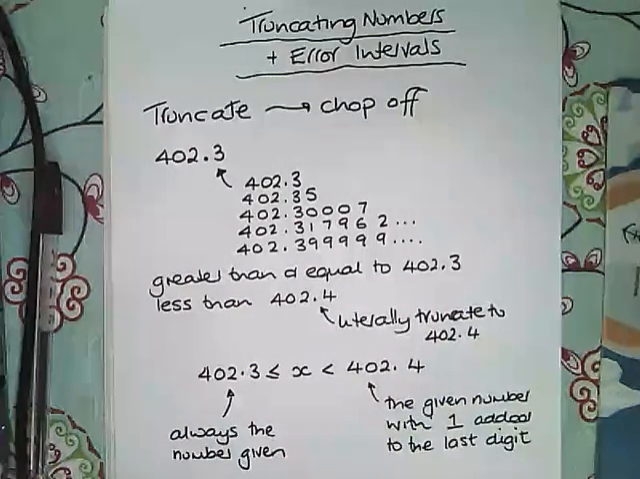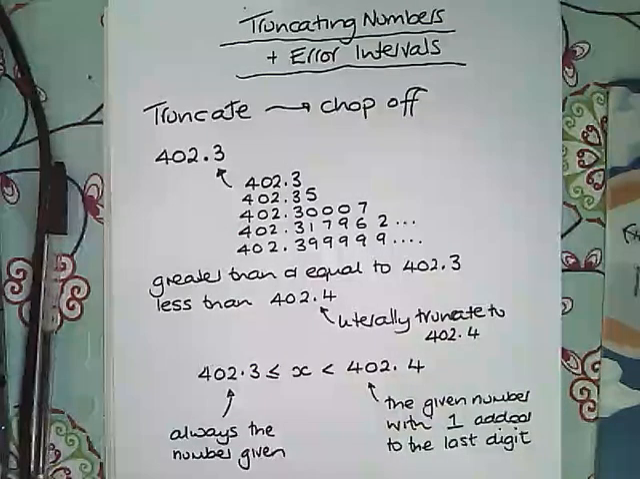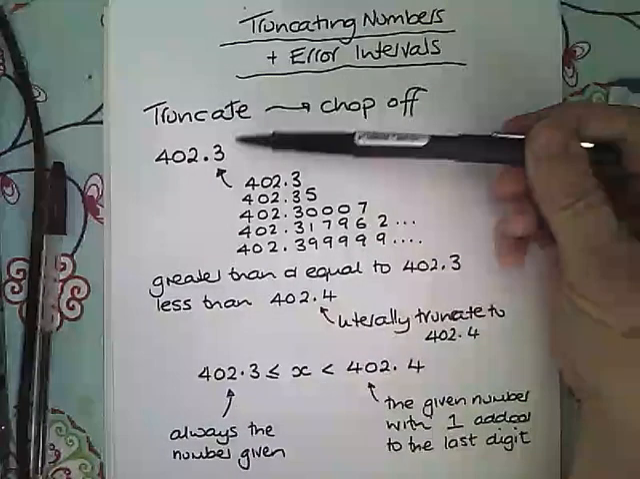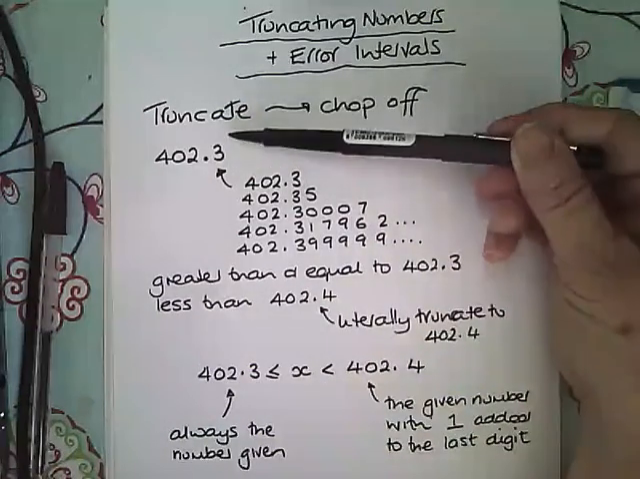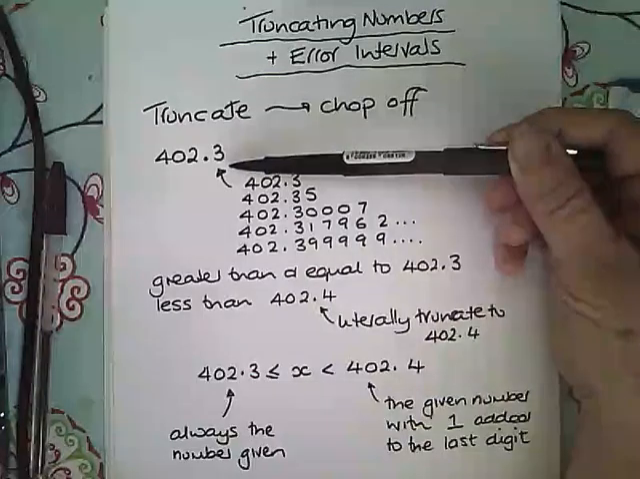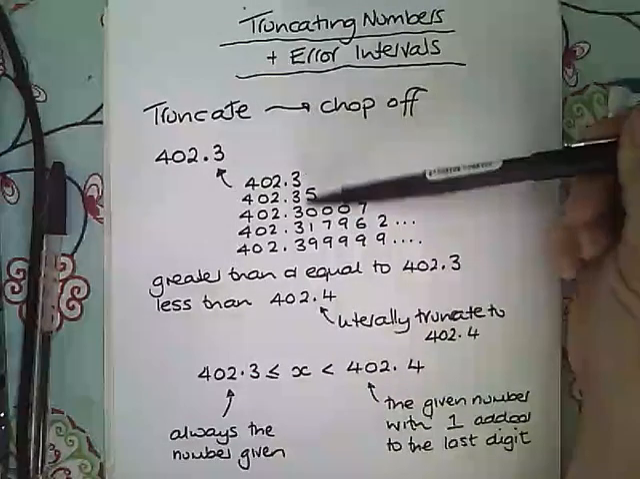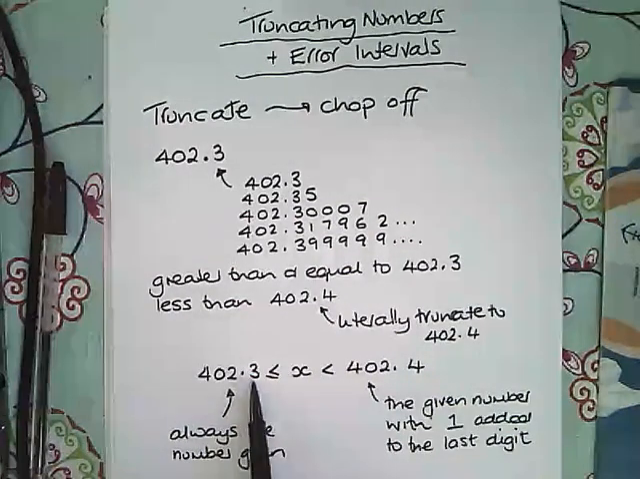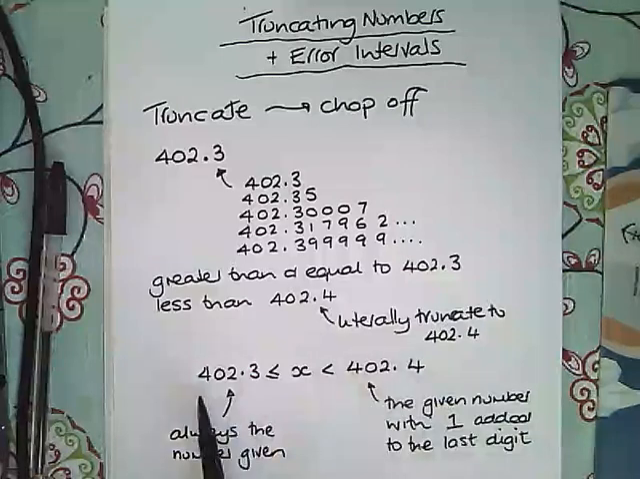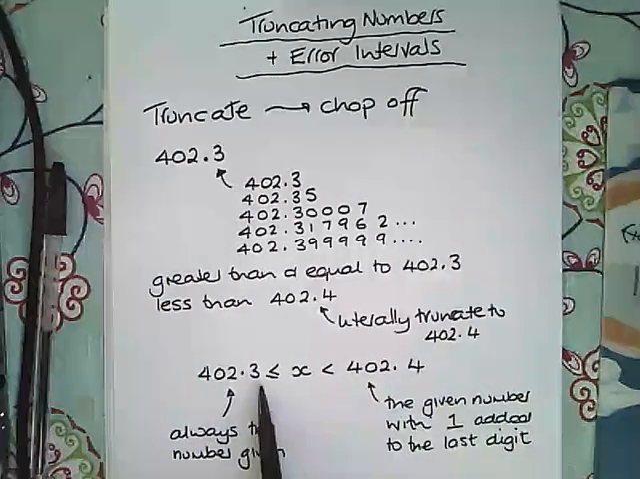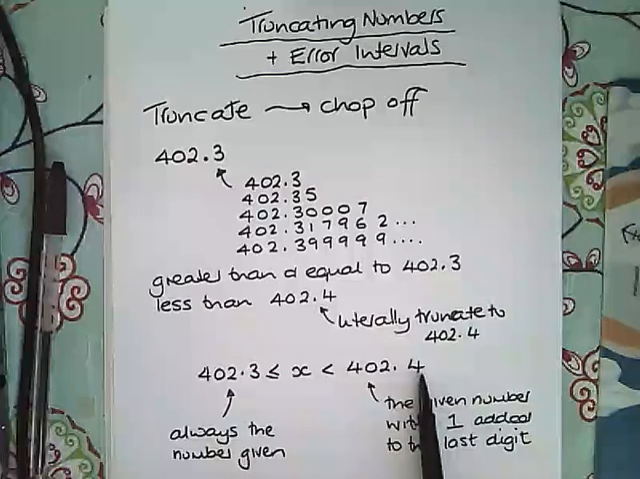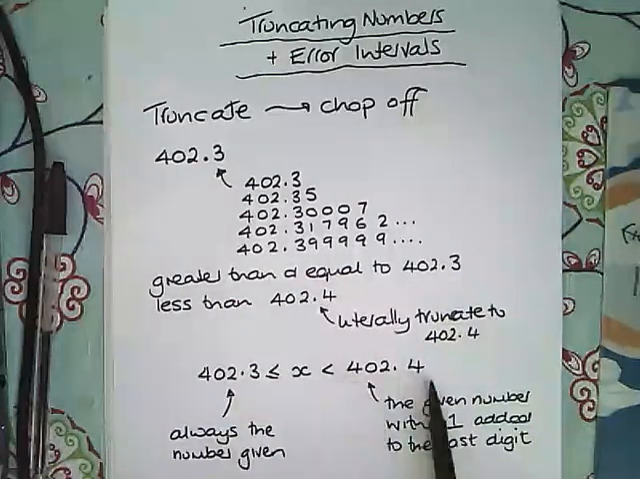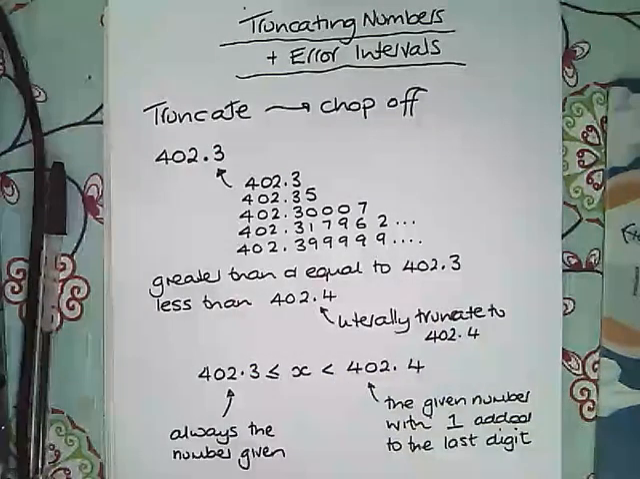Okay, so just to recap then, truncate means that you are going to chop a number off. So whoever had the calculator display chopped the calculator display off at 402.3, and then we want to know, well, what could that number actually have been? It could have been anything in this range, 402.3 to 402.4. It could have equaled 402.3 exactly, but it could go up to 402.39999 recurring, and we would write that with an inequality sign as being less than 402.4.